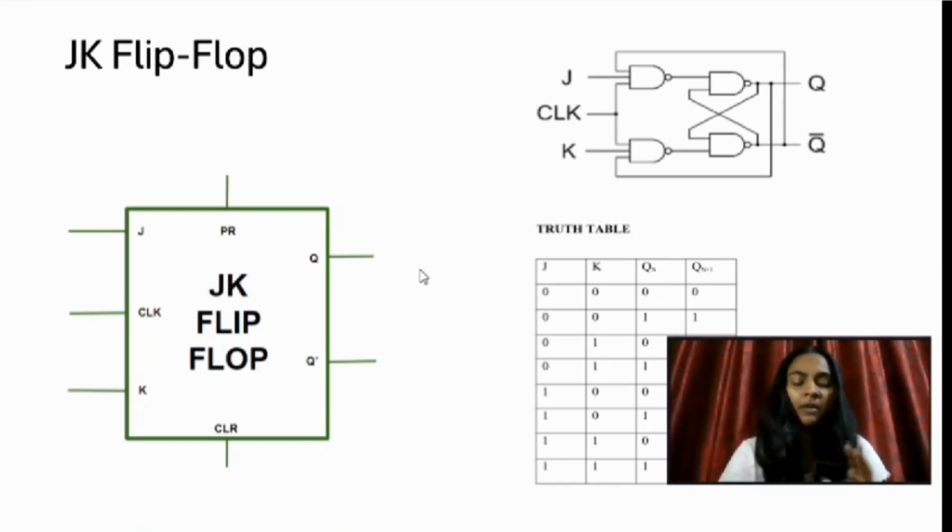And case 2, again PR equals 0 and CLR equals 1. The PR is activated, which means the output Q is set to 1. Therefore, the flip-flop is in the set state. Case 3, PR equals 1 and CLR equals 0. The CLR is activated, which means the output Q dash is set to 1. Case 4, where PR equals CLR equals 1. In this condition, the flip-flop works in its normal way, whereas the PR and the CLR are inactive.